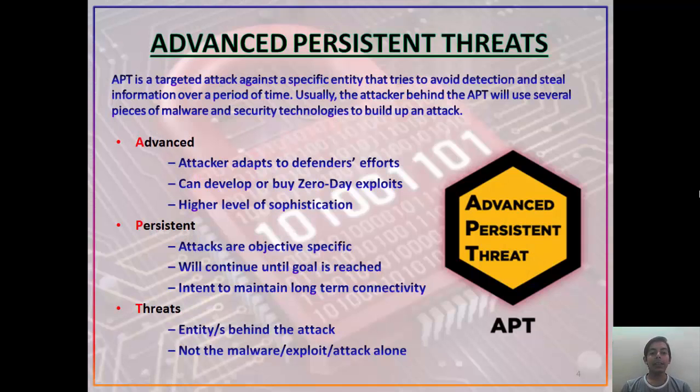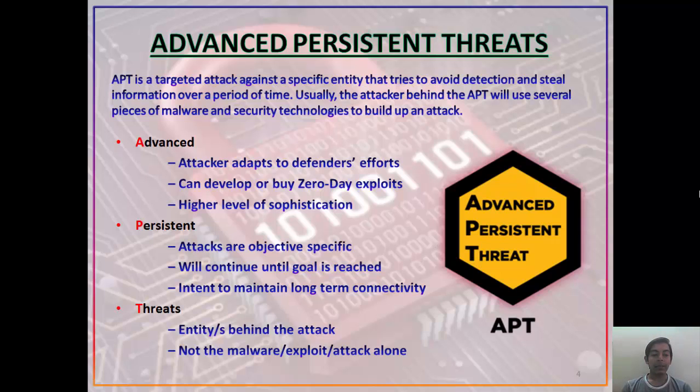Now, what is an advanced persistent threat? APT is a targeted attack against a specific entity that tries to avoid detection and steal information over a period of time. Usually the attacker behind the APT will use several pieces of malware and security technologies to build up an attack. Now, what is advanced? Advanced basically means that the attacker adapts to defenders' efforts, can develop or buy zero-day exploits, and has a higher level of sophistication.